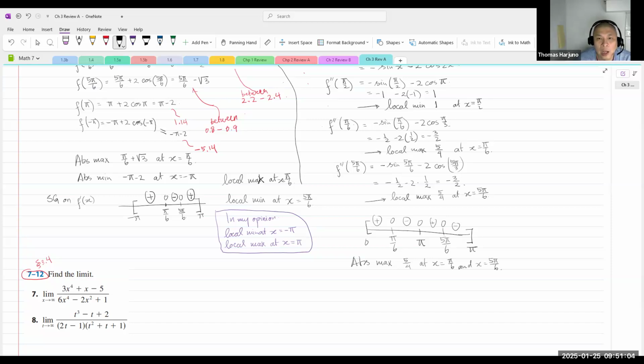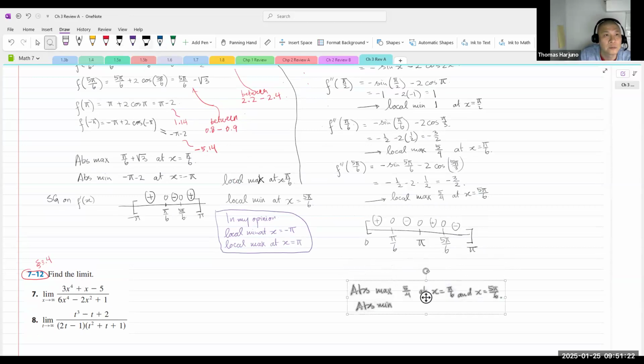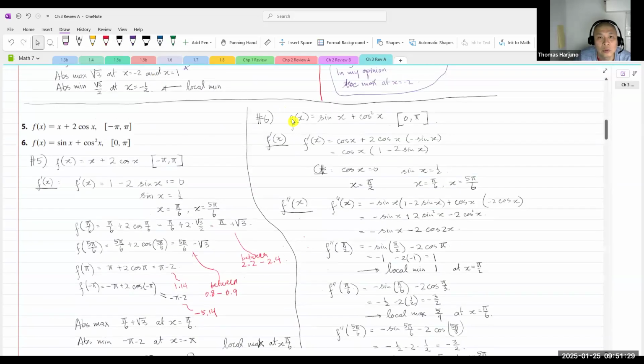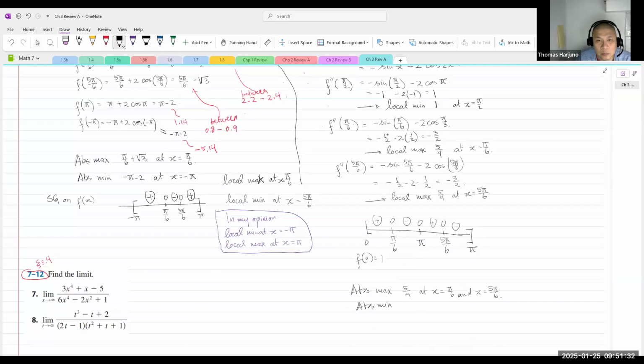while for the absolute minimum, we have a local minimum here, but we need to check at 0 and at pi. At 0, before I do that, let me go down and observe first the value at 0. f of 0 equals 1, and f of pi equals, I think, also 1.